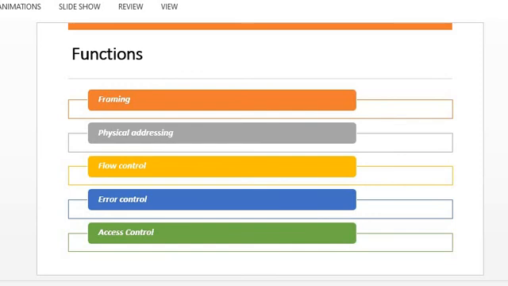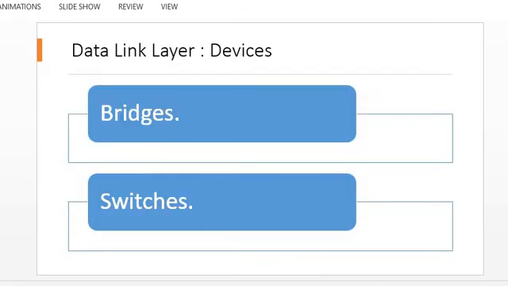So you can also go and write notes about the various functions: framing, physical addressing, flow control, error control, and access control. And some of the devices that you find at this layer are bridges and switches, so you can also go and find out if these are all the devices that are there.